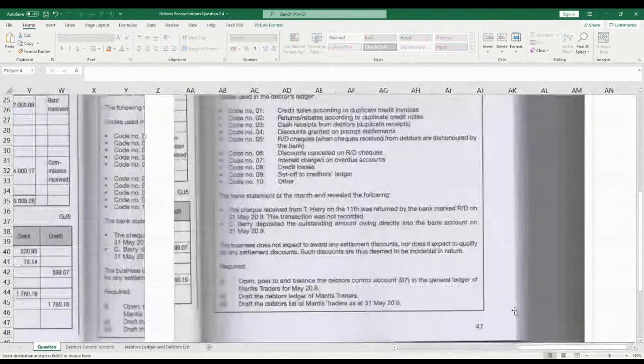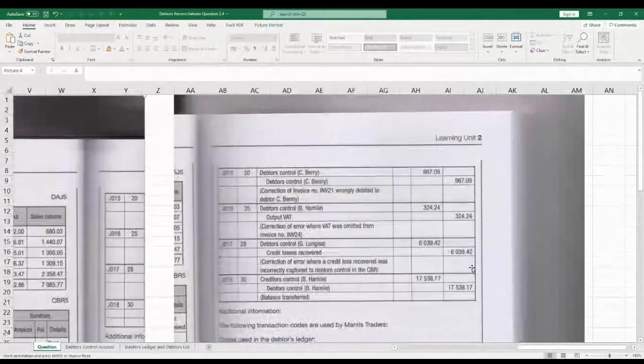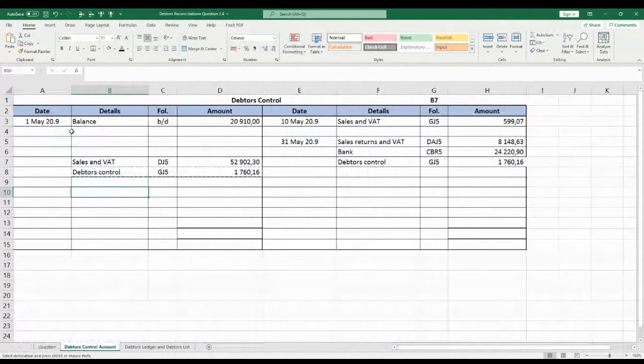Then if we move over to page 47, now we've got a correction of the invoice, again on the 20th. That would be similar to what we've done just now, so I'm not going to do it again. And then the debtors on the 25th, we've got the debtors control. Now that was the VAT that was corrected. Now we're going to debit debtors control with the 324, and we show it in there.